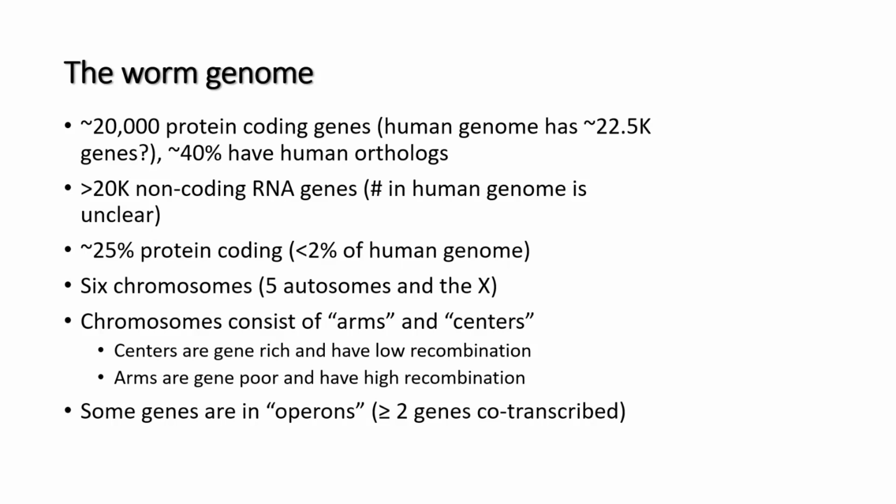There are more than 20,000 non-coding RNA genes in the worm genome, most of which are small RNAs, and there are various kinds of small RNAs, and we're learning more about the small RNAs every day.